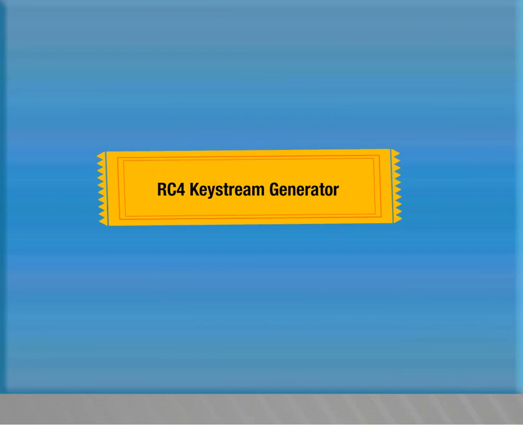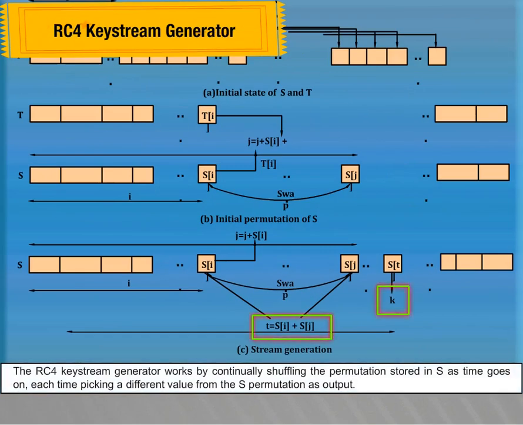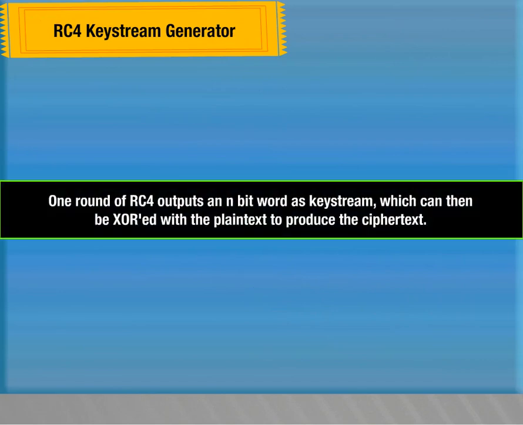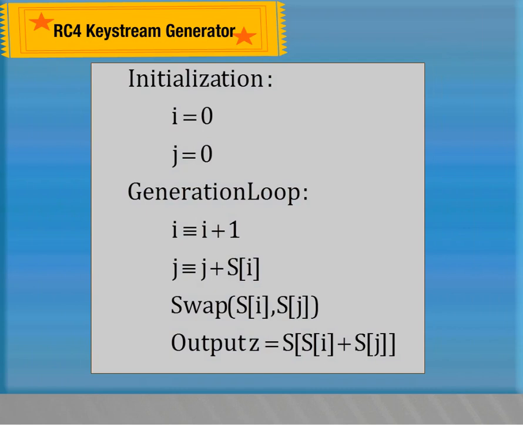RC4 key stream generator. The RC4 key stream generator works by continually shuffling the permutation stored in S as time goes on, each time picking a different value from the S permutation as output. One round of RC4 outputs an n-bit word as key stream, which can then be XORed with the plaintext to produce the ciphertext. Initialization: i = 0, j = 0. Generation loop: i = i + 1, j = j + S[i]. Swap S[i], S[j]. Output z = S[(S[i] + S[j])].